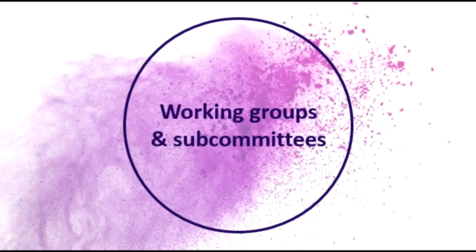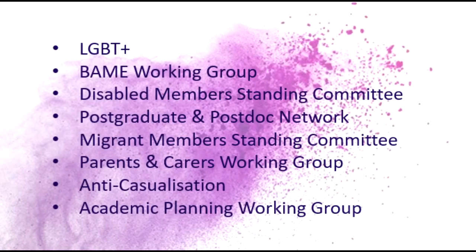At a level then beyond individual reps and local contacts, we also do a lot of our work through our various working groups and our subcommittees. And these are groups made up of committee members, reps, contacts, rank and file members who come together to organise around specific issues or relevant affinities. So this is a list of our current working groups, which includes equalities groups like our LGBTQ+, BAME and disabled members groups and networks, as well as those focused on specific employment issues, such as the postgraduate and postdoc network or our migrant members group.